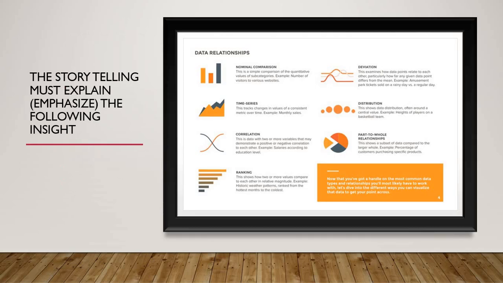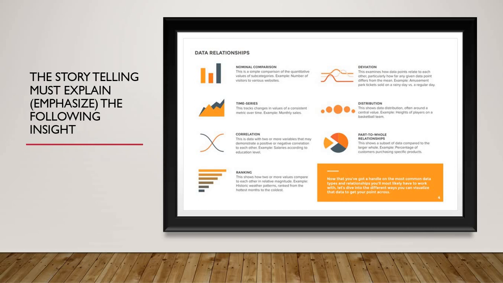So the storytelling must explain, emphasize the following insight. So antara benda-benda yang you perlu emphasize ialah data relationship. Okay, you boleh consider this nominal comparison. This is a simple comparison of the quantitative value of subcategories. Contohnya number of visitors to various website. You nak comparison ataupun time series.